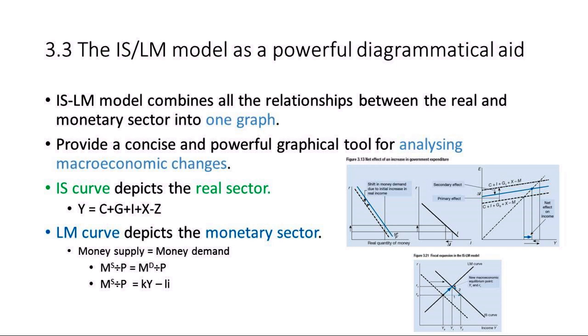The so-called IS curve depicts the real sector, all the components of aggregate spending: consumption, government spending, investment spending, exports minus imports. All of them make up the IS curve. Where the LM curve depicts the monetary sector, where the demand for money and the supply of money equal one another, that's where you derive the LM curve. In this video, we're only going to focus on the IS for now.